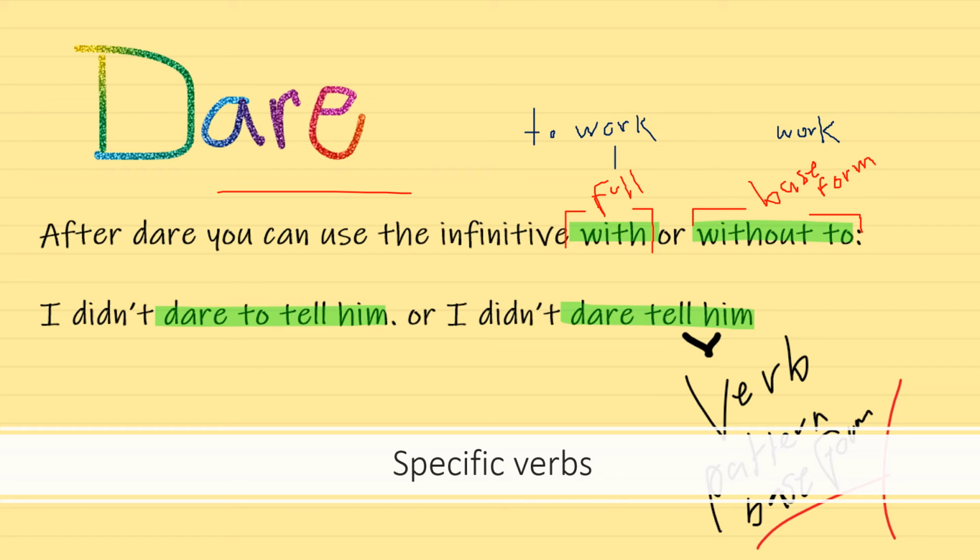Just like this, it says, I didn't dare to tell him. Here you can see that there is to, and now in the second, I didn't dare tell him. Here in this one, we can see that it is the base form. Very easy, very simple. So let's continue with the next.